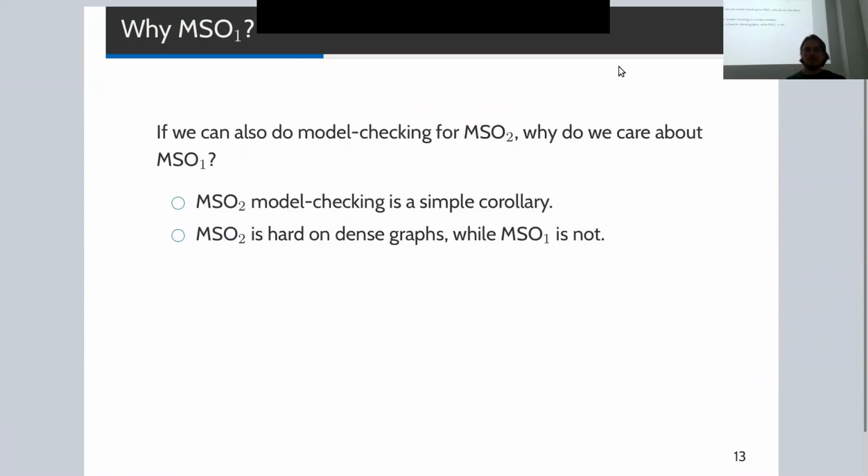So now we just proved that we not only can do MSO1 model checking, but we can even do MSO2 model checking on graphs of bounded tree width. And so now you can wonder, why do we even need MSO1? Isn't it much nicer to always work with MSO2? And if you're working with tree width, that's exactly the case. It's always nicer to have MSO2 because it's more expressive. But the MSO1 result still has an important place.